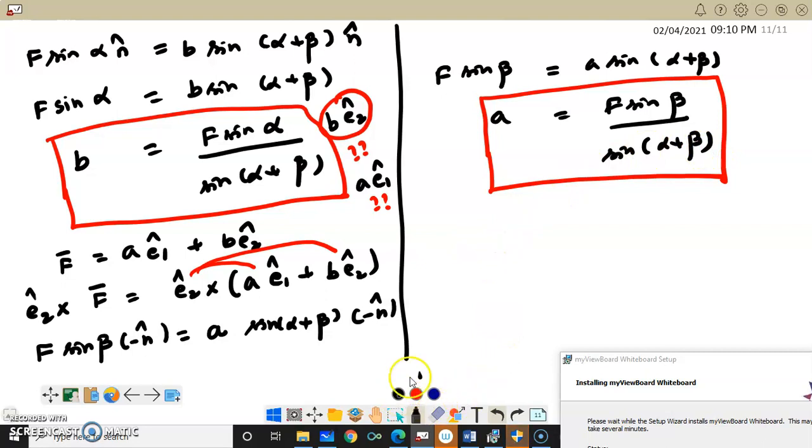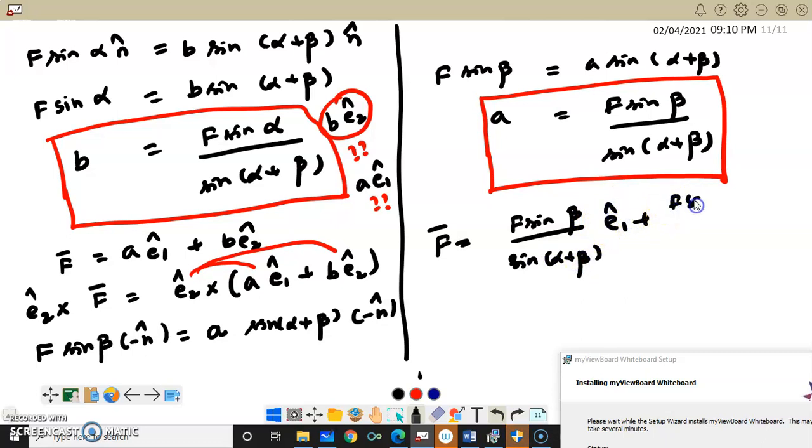Therefore, what is F? F is nothing but A times E1 cap plus B times E2 cap. What is my A? F sin beta divided by sin of alpha plus beta into E1 cap, plus, what is my B? F sin alpha divided by sin of alpha plus beta into E2 cap, right? So we got the components. This is how we got the components.